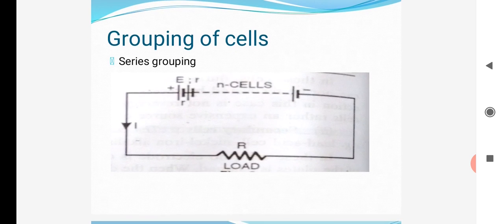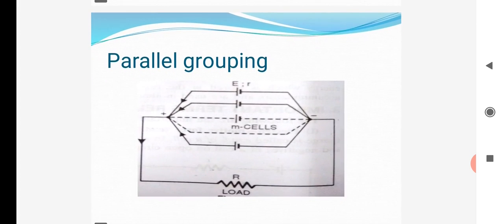Grouping of cells. Cells can be connected in series grouping. In the first one, you can see the positive terminal is connected with the negative terminal of the next cell, so n number of cells can be connected in series in this way. Parallel grouping: when you connect positive to positive on one side and negative to negative on the other side, then m number of cells are shown over here which are connected in parallel.